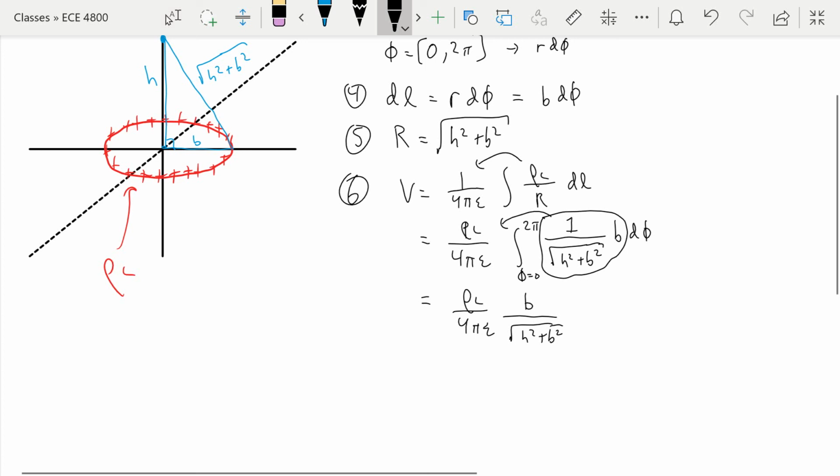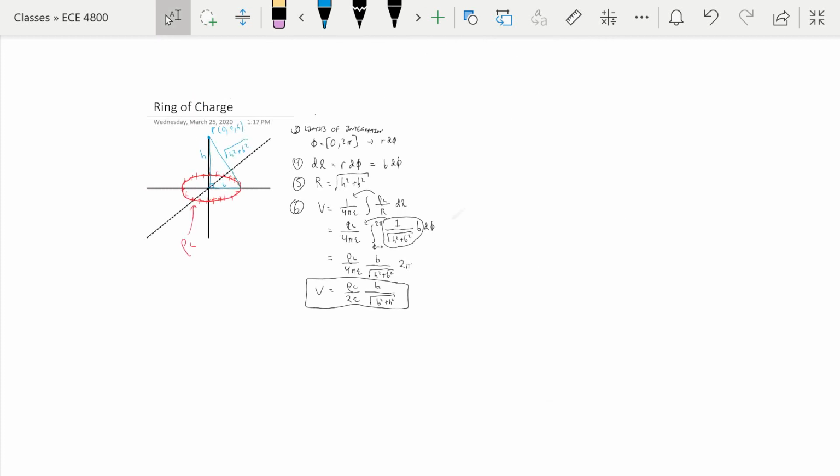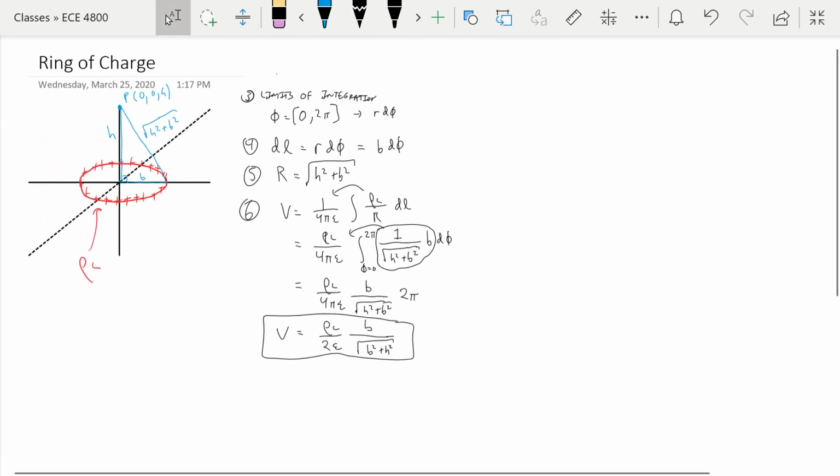Good. And this integral from 0 to 2 pi of d phi is just equal to 2 pi, like this. And so the final answer then becomes rho L over 2 epsilon times b over b squared plus a squared. Right? So this is our final answer. All right, so we quickly went through this problem.